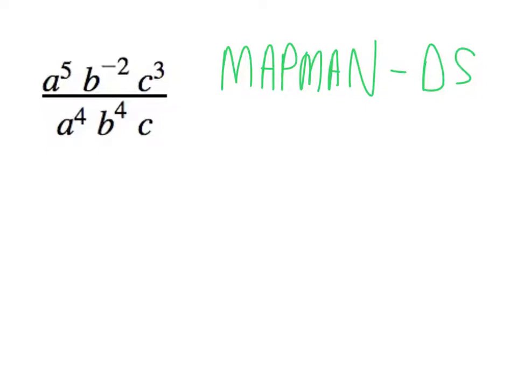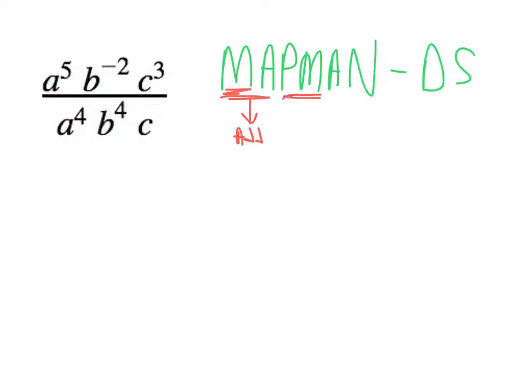Whenever we're asked to simplify an expression and it has all these crazy variables and exponents, they look very scary. But if you can remember that we've got Mapman, rescuer of the dazed student, that will help you get through it. So Mapman, rescuer of the dazed student, tells us that when you're multiplying like bases, that's the M, you're going to add the exponents.